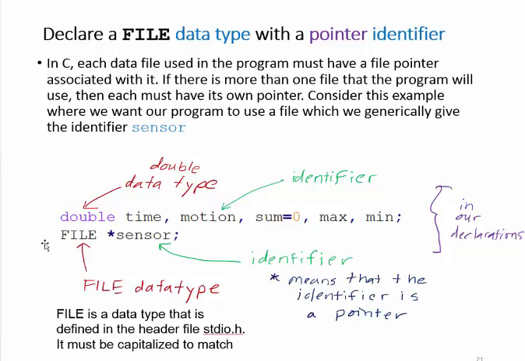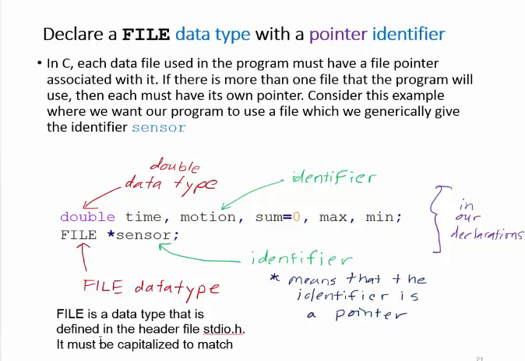Another data type that you can declare is a file data type. It's slightly different, but we're making this declaration that we're going to use a file in our program, and we're going to give it the identifier of asterisk sensor. The asterisk means that this identifier, in other words, a name of something, is a pointer. Next slide we'll talk about what is a pointer.